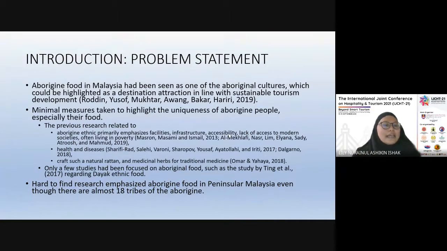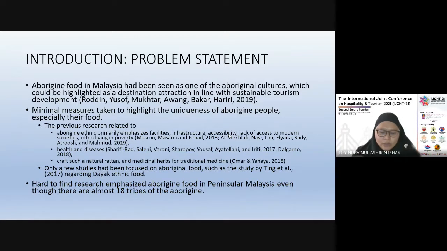It is safe to say that it is hard to find research emphasizing Aboriginal food in Peninsular Malaysia, even though in Peninsular Malaysia we have almost 18 tribes of the Aborigines. This study focuses on the Semai ethnic group or tribe, also known as Mai Semai or Orang Dalam. They are the largest ethnic tribe under the Senoi group, with more than 50,000 tribe members, scattered mostly in Perak and Pahang, Malaysia.